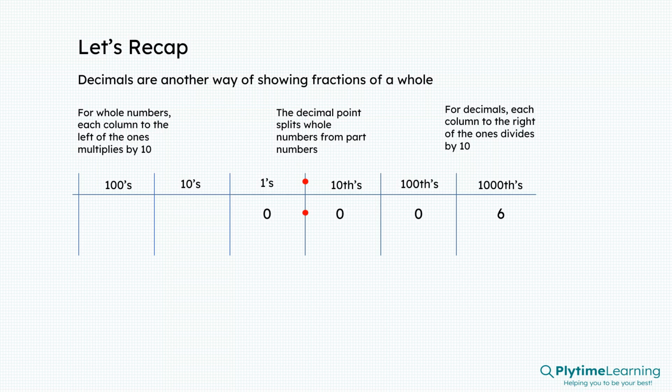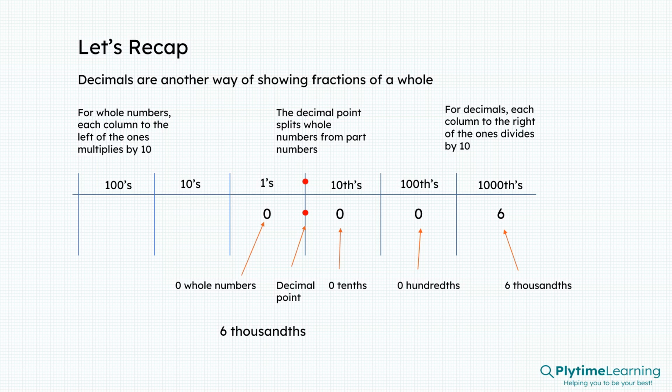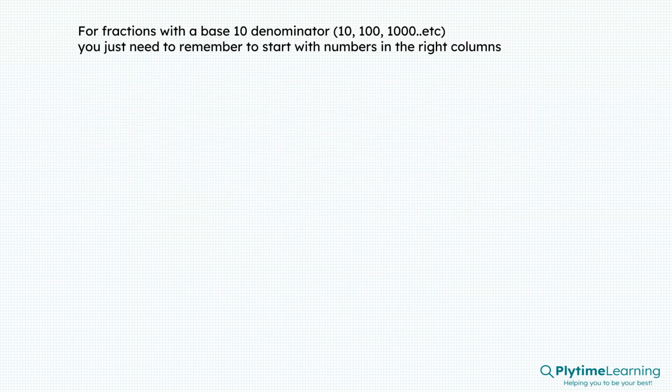If we have the number 0.006, we have 0 in the ones column, or 0 whole numbers. We have the decimal point. We have 0 in the tenths. We have 0 in the hundredths column. And we have 6 in the thousandths column, or 6 thousandths. So 6 thousandths is the same as 6 divided by 1000, or 0.006. For fractions with a base 10 denominator, like 10, 100 or 1000, we just need to remember to start with numbers in the right columns.